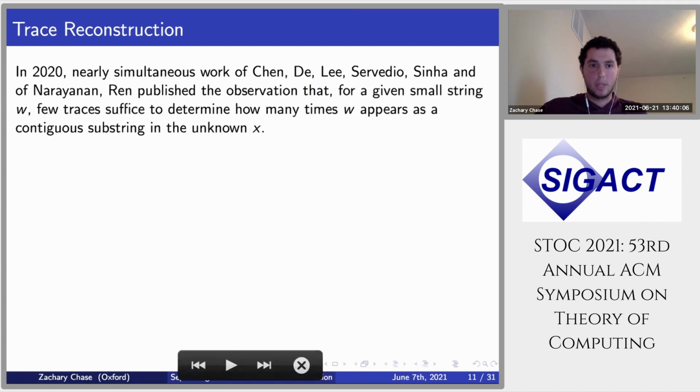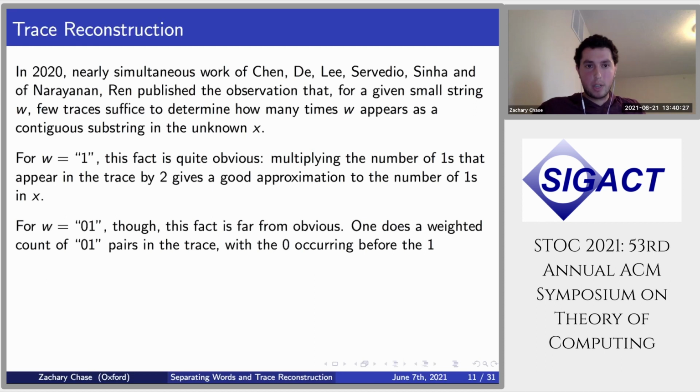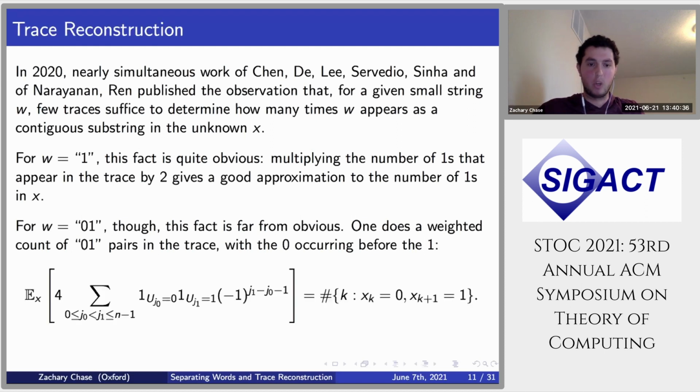for a given small string w, few traces suffice to determine how many times w appears as a contiguous substring in the unknown string x. Let me explain what I mean by this. For w equals 1, this fact is quite obvious. We can multiply the number of 1s that appear in the trace by 2, and this gives a good approximation to the number of 1s that are in x. But if we want to figure out the number of times 0, 1 occurs as a contiguous substring in x, this is much harder. So what one does is a weighted count of 0, 1 pairs in the trace, with a 0 occurring before the 1.